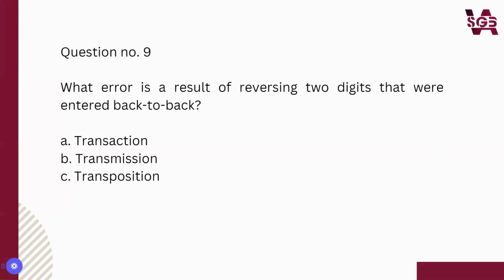What error is a result of reversing two digits that were entered back to back? A. Transaction. B. Transmission. C. Transposition. Please answer. Time's up.